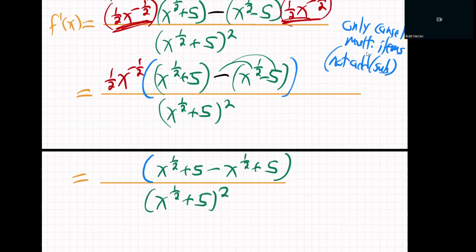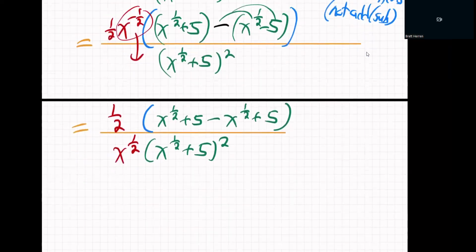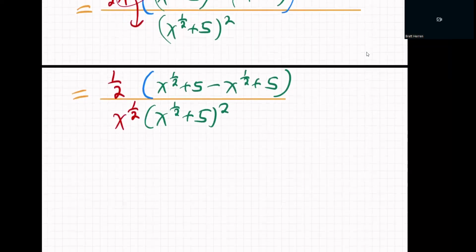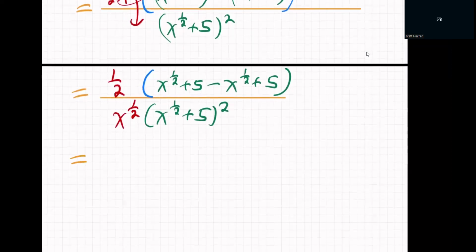What am I going to do with this? I'll let this x to the minus half go down to the bottom. It's x to the half. You don't have to, but negative powers can jump to the bottom like that. You know that rule, right? And so where are we at now?